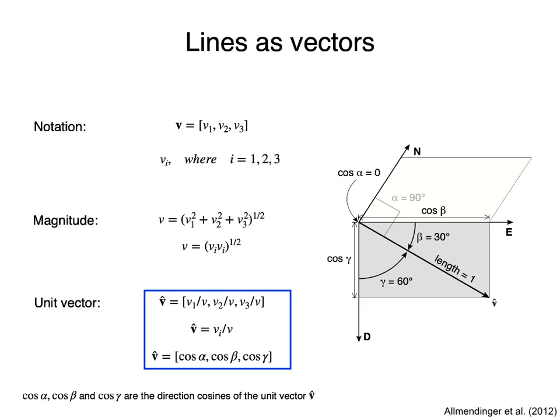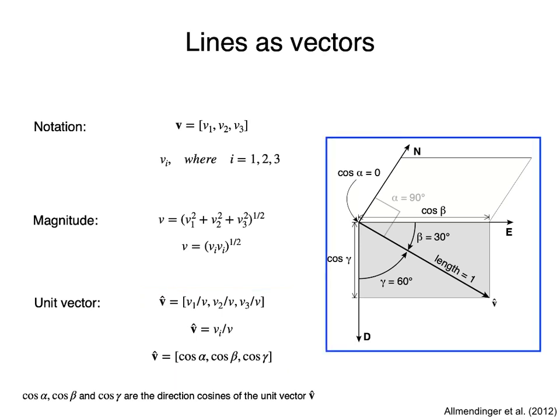A unit vector is symbolized with a hat on top. There is a very important property of unit vectors: the components of the vector are the cosines of the angles the vector makes with the axes of the coordinate system. We refer to these cosines as the direction cosines of the vector, and we call them cosine alpha, for the cosine of the angle the vector makes with the first axis of the coordinate system, cosine beta, for the cosine of the angle the vector makes with the second axis, and cosine gamma, for the cosine of the angle the vector makes with the third axis of the coordinate system.